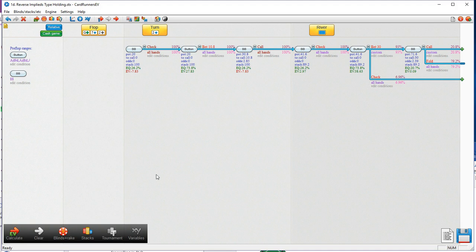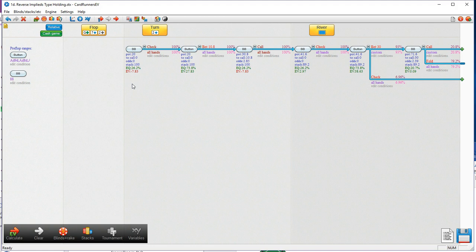In other words, our opponents could make mistakes on the later streets, which means that the EV of a check-call is not as bad as it could be. But as you can see here, even when we use the equilibrium solve in Cardarana's EV, we can't really generate a break-even check-call, purely as a result of the reverse implied odds we're going to face on the river.